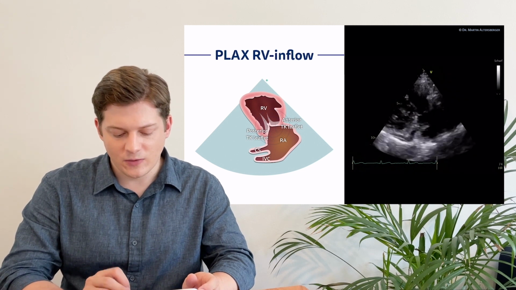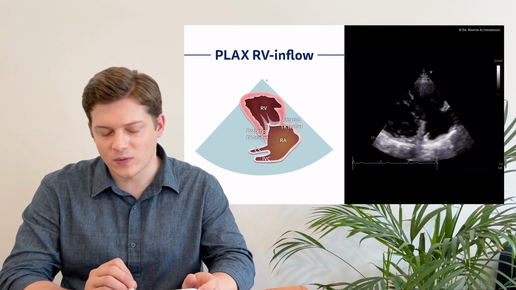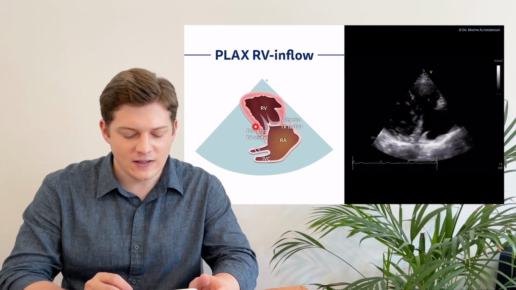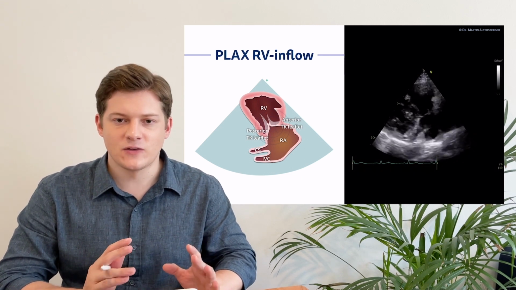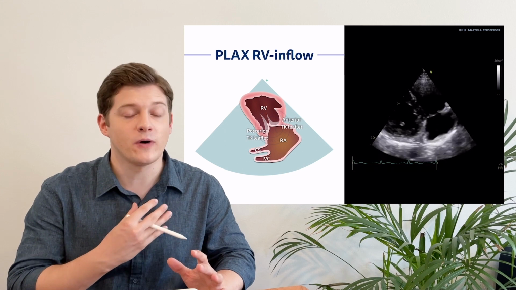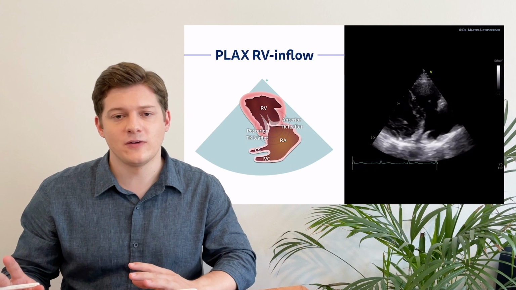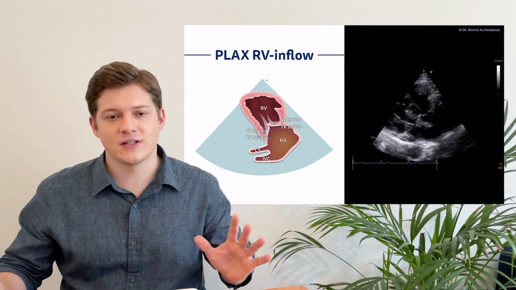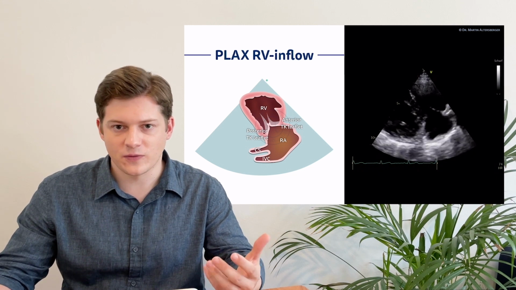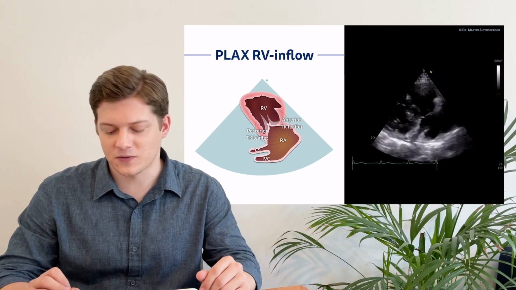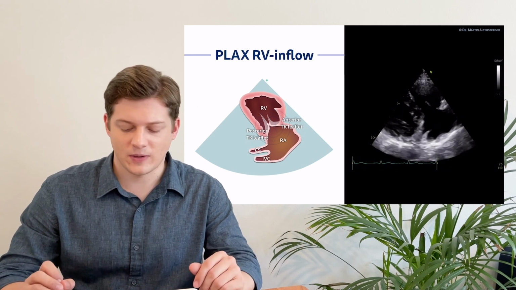Here you also see the right atrium, and what's really nicely visualized here is that you can differentiate between the anterior and the posterior tricuspid valve leaflet. This is, at least from a transthoracic approach, only possible in this view. You cannot see the anterior and the posterior leaflet of the tricuspid valve differentiated in any other view. It's very important. For example, in case of drug abusers, they can have endocarditis of the tricuspid valve. You can visualize it in this view quite nicely.